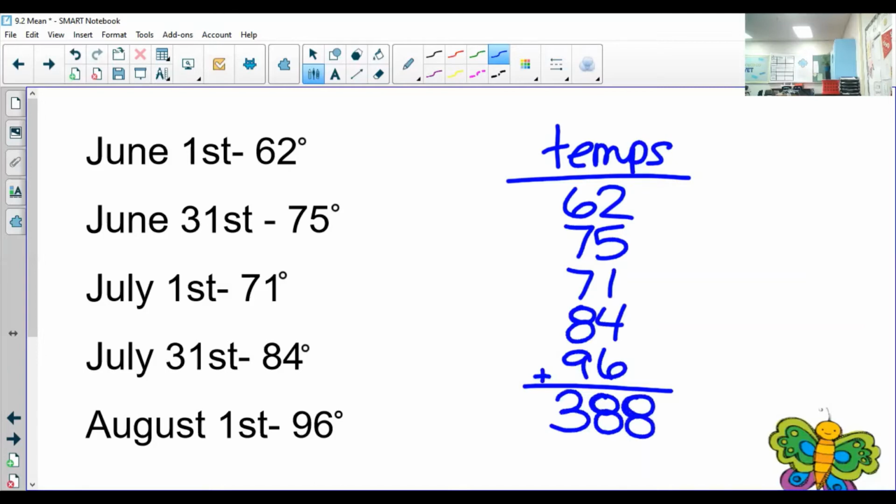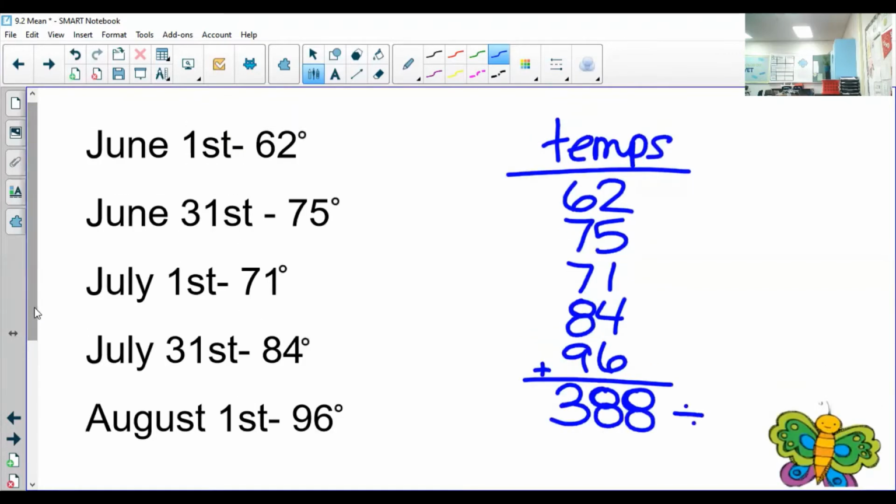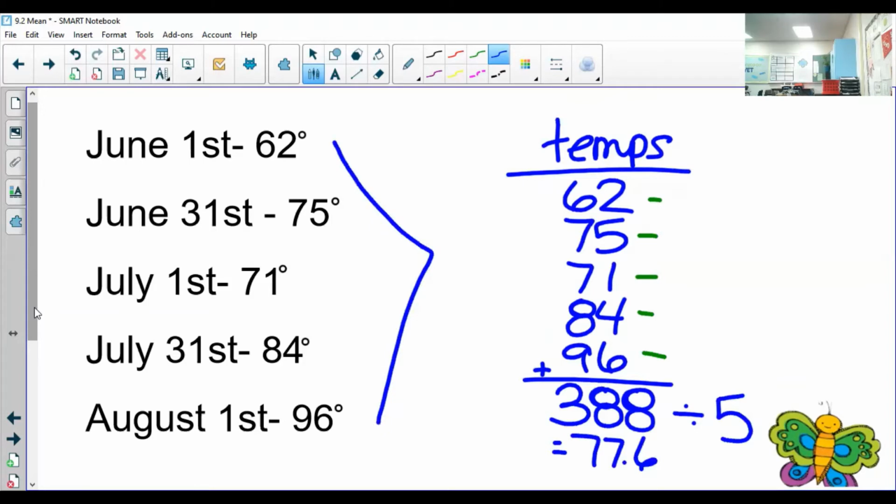Now that's not our final answer. That's just all the numbers added up. The next thing you have to do is divide by how many numbers there are. I have 1, 2, 3, 4, 5. So I'm going to do 388 divided by 5, and that is 77.6. So the average temperature last summer was 77.6 degrees Fahrenheit. And that's it. You add up all the values and divide by how many there are.